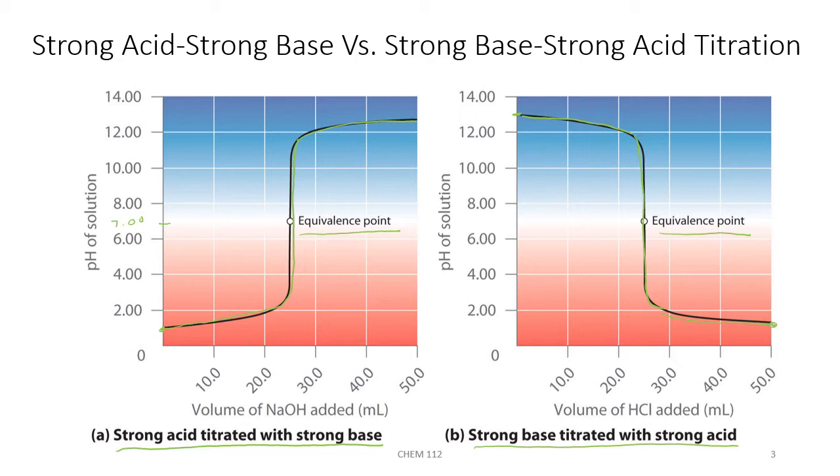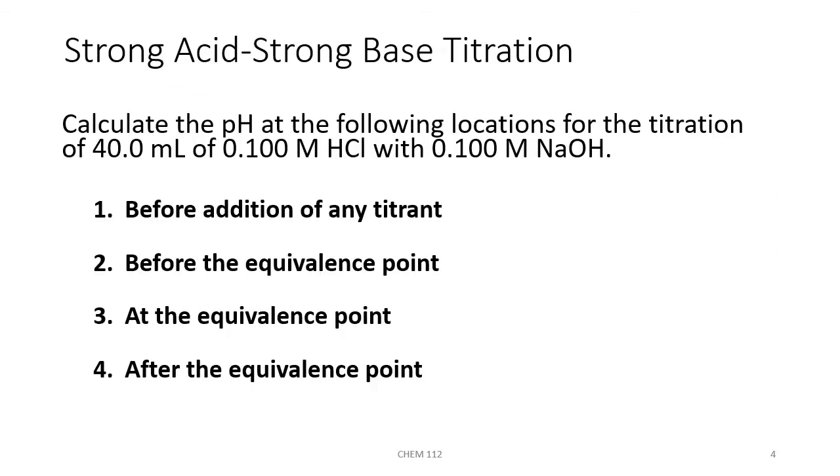We're going to learn how to go through all the calculations for a strong acid, strong base type problem or strong base, strong acid type problem and figure out the pH along those key locations of a titration curve. Let's look at an example of a strong acid, strong base titration problem. Calculate the pH at the following locations for the titration of 40 milliliters of 0.1 molar HCl with 0.1 molar sodium hydroxide. The locations we're going to look at are before the addition of any titrant.